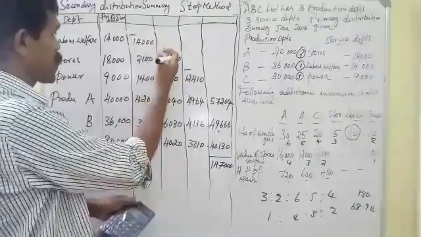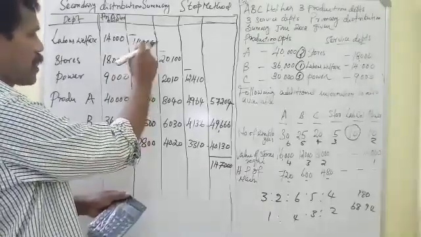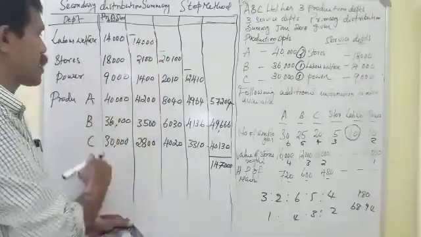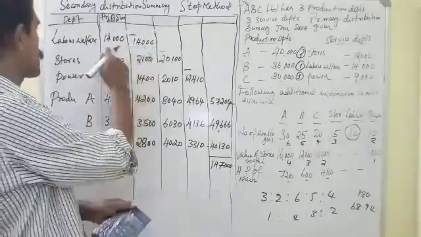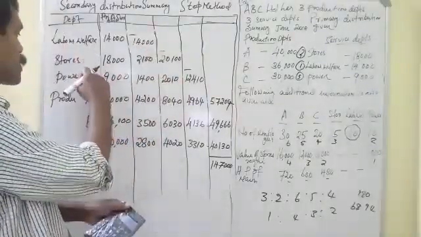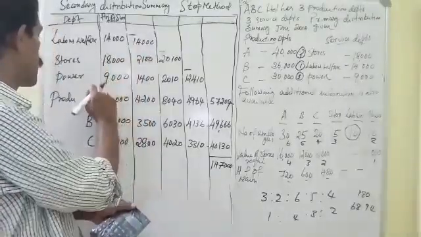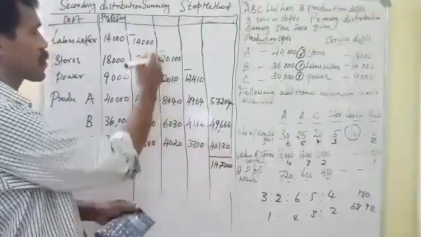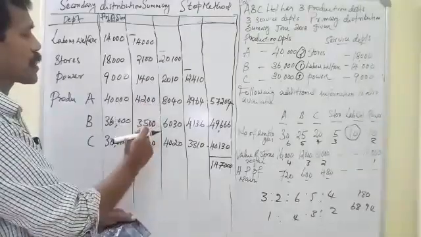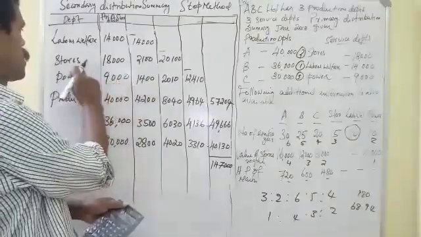Then in the next stage, this 14,000 we write here, and then distribute this 14,000 among the stores department, power department, and other production departments. The reason is that the welfare department gives services to all other departments: stores, power, then A, B, and C. So we distributed 14,000 among stores, power, A, B, and C on an equitable basis. We already discussed it. Then we got 2,100, 1,400, 4,200, 3,500, and 2,800. Done.